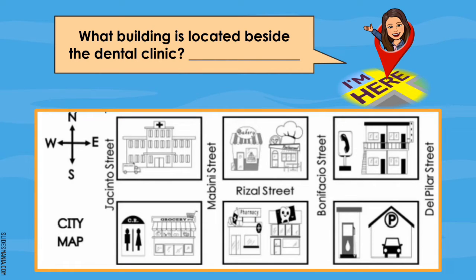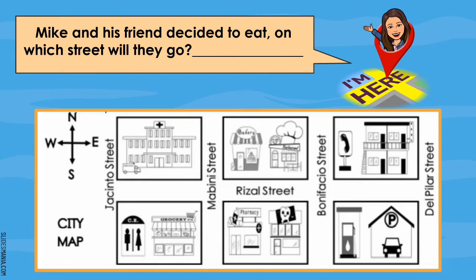What building is located beside the dental clinic? Correct! It's the pharmacy. Mike and his friend decided to eat. On which street will they go? You're right. It's on Rizal Street.